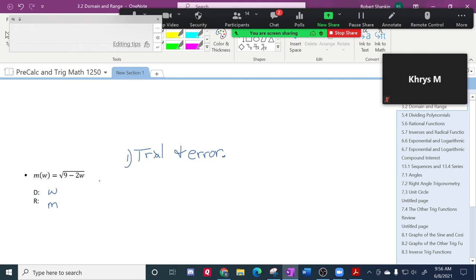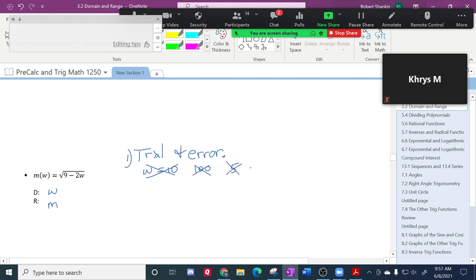Okay, let me have you stop, and I'm going to state this. Trial and error: if I try big numbers like 10, 9 minus 20, that's negative, it doesn't work. If I try even bigger numbers like 100, it doesn't work. 9 minus 200, I'm going to get negative. And only when I finally get down to 4. See, if I try 5, that doesn't work. 9 minus 10, I get the square root of a negative number, can't have that.